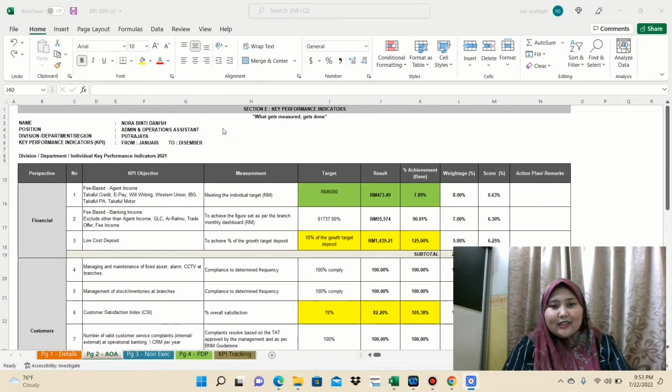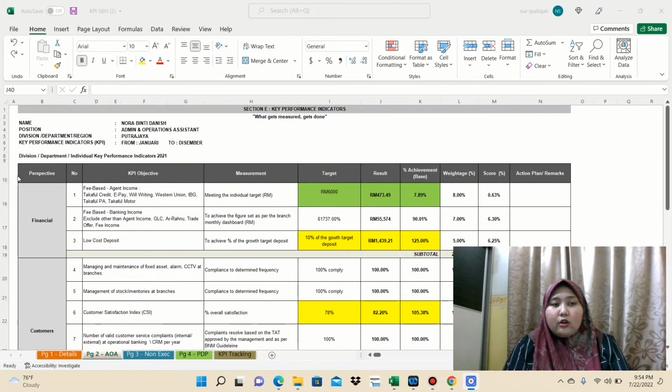Thank you. Hi, my name is Nur Shafika. Today I will explain about the performance appraisal form. Basically, the employee will put a name, position, division and key performance indicator, which is KPI. So here is the name of the employee, which is Nora Binti Danish. The position is admin and operation assistant at bank. The division or department is Putrajaya branch. KPI from January to December.